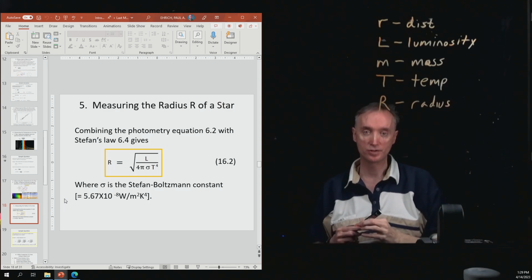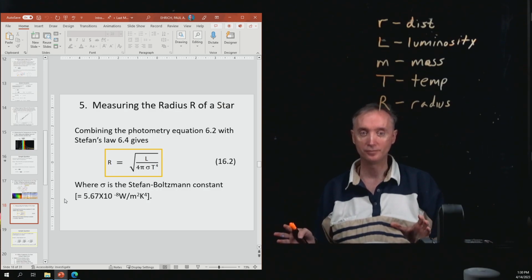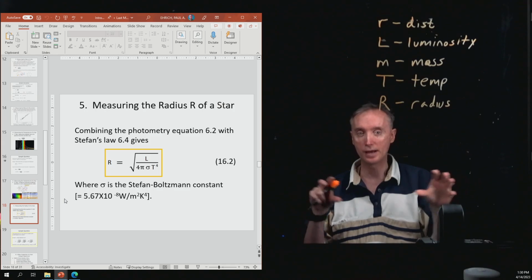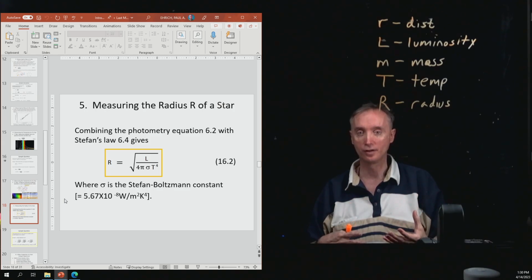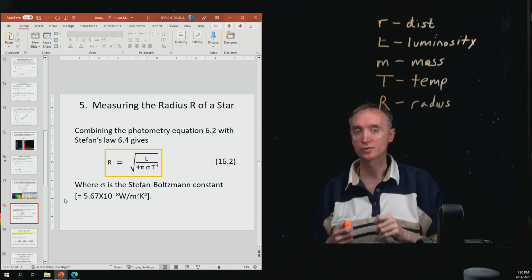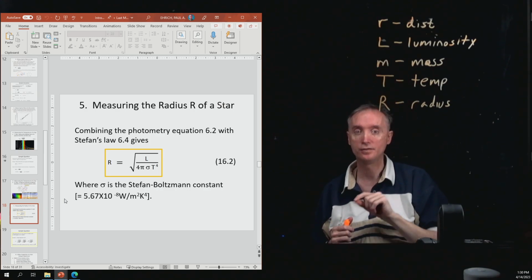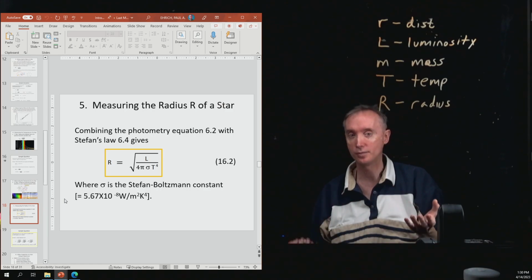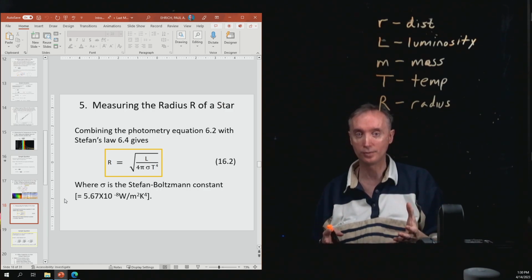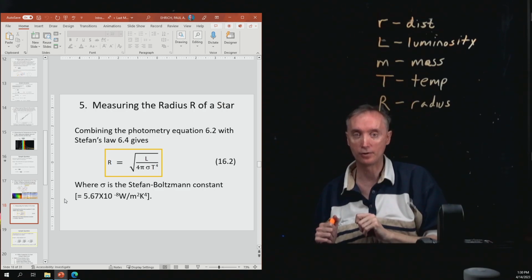So this particular formula here in the yellow box comes when you take the photometry equation and you combine it with Stefan's law. Now you don't need to worry about how to do that, but when you take those two equations and you put them back to back and then you solve it for the letter r, you get that. And so it's going to be equal to the square root of the brightness of the star divided by 4 pi times a fundamental constant of nature, which you don't need to worry about, and then the temperature of the star raised to the 4th power.